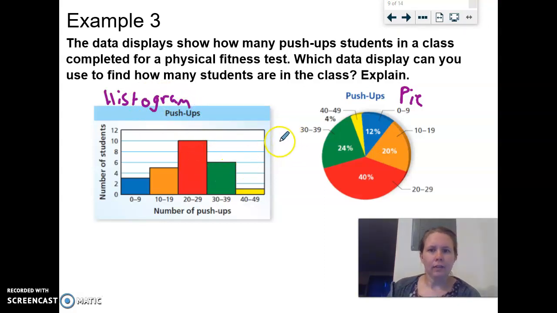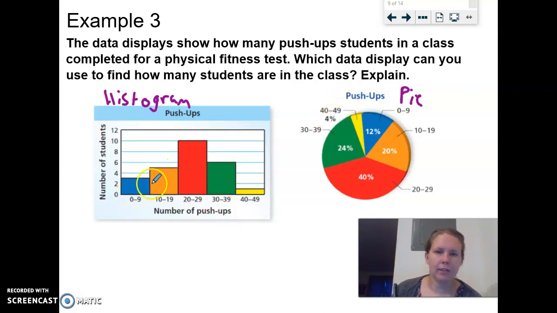Okay, think about it. Here's your pie diagram. Pie diagrams are great because they give us percentages easily. So they're saying 12% of people were able to do 0 to 9 push-ups. 20% were able to do 10 to 19. 40% were able to do 20 to 29. 24% were able to do 30 to 39. And 4% were able to do 40 to 49.